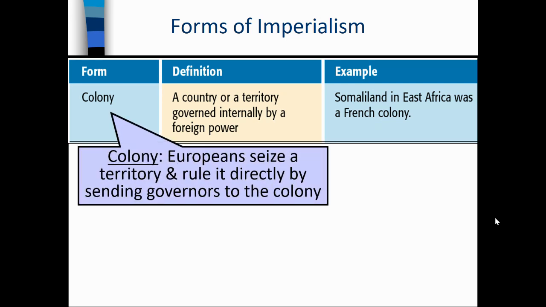Colony, you guys are most familiar with this. It's when a European country took a territory, ruled it directly. So think, for example, if we were in the classroom, I would use East, where our classroom is East 204. I would use that as an example and say, okay, if we're a European country and we go to West 204, and we send officials to govern the colony and we tell them what to do, we control everything there, they would be our colony.